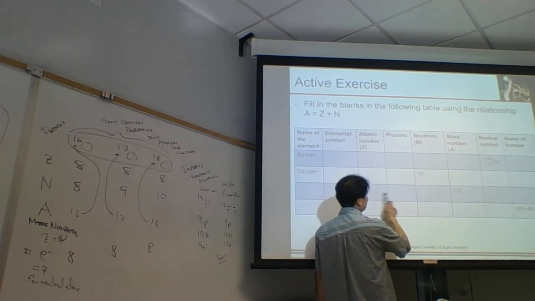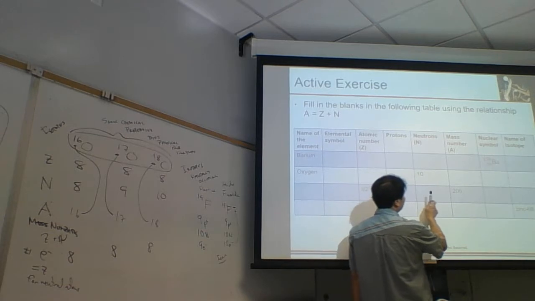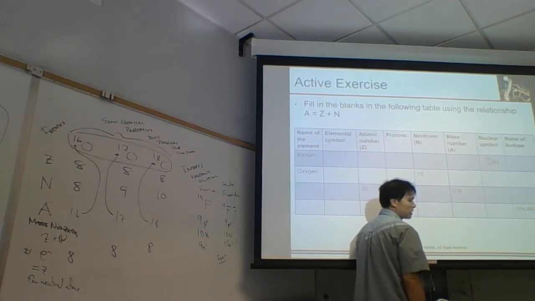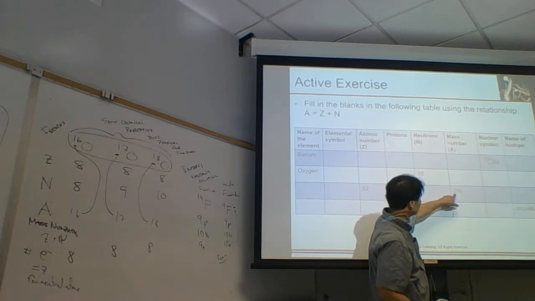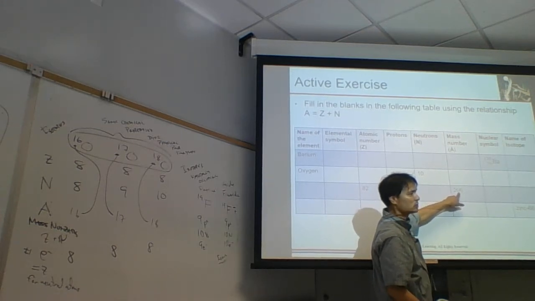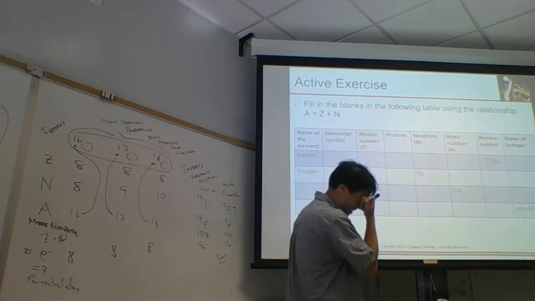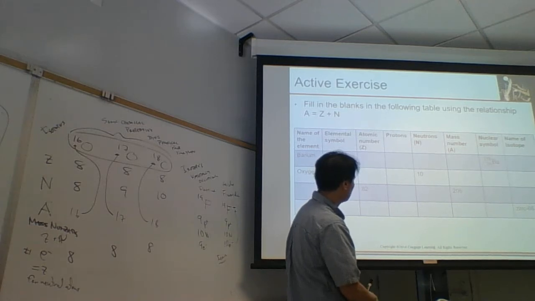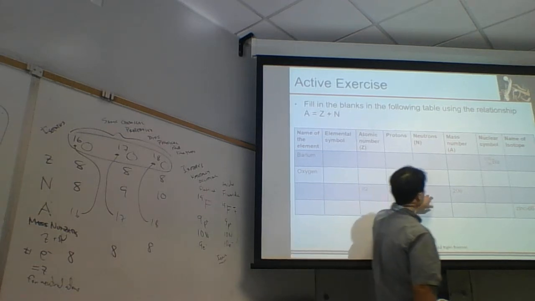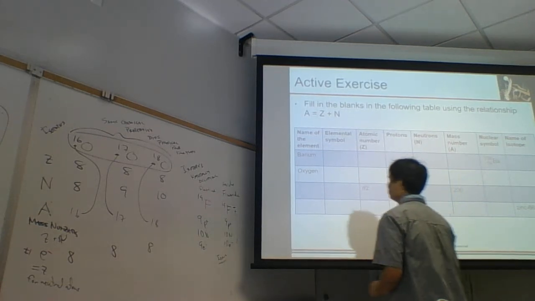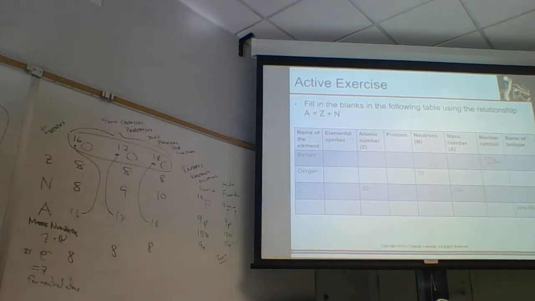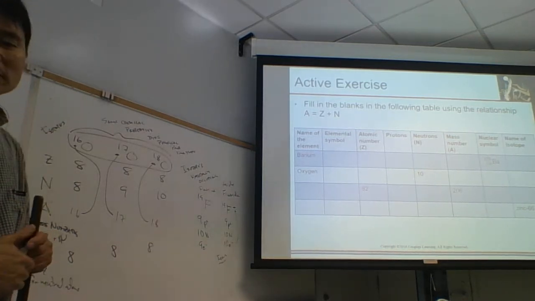How many protons? 82. How many neutrons? Well, it depends on which isotope we're talking about. We can tell what isotope by looking at the mass number. It's 206, so we're looking at lead-206. How many neutrons do we have? 124 neutrons. The nuclear symbol is going to look like this: Pb-206, 82. And the name of the isotope is lead-206.